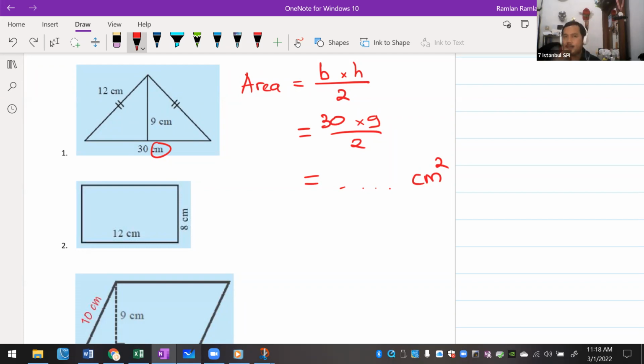So previously, like I said before, you need to know the reason why you need to take the 30 and the 9, not the 30 with the 12 or the 9 with the 12. You cannot have that, because the 12 doesn't make 90-degree angle with that 9 or with that 30. Ya, gitu ya. Jadi it needs to be a 90-degree angle. So let's assume that this is a 90-degree angle. So that's why 30 is the base and 9 is the height.